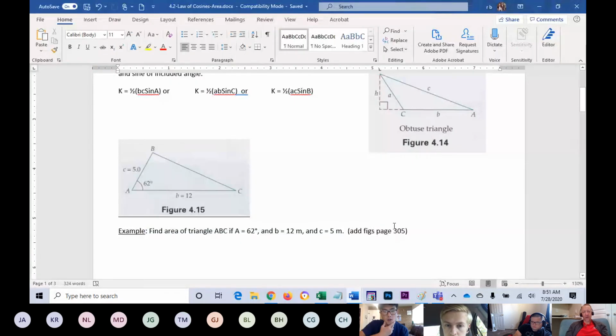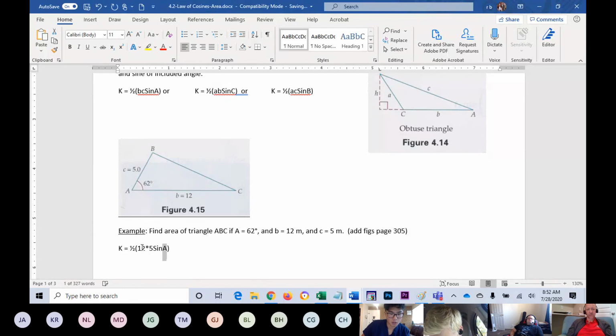I'm here. Okay, so which of those three formulas would you like to use? The first one. Okay, so let's see. We do K equals 1/2 times 12 times 5 times sine of 62 degrees.